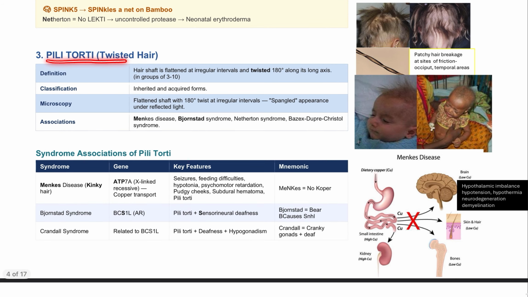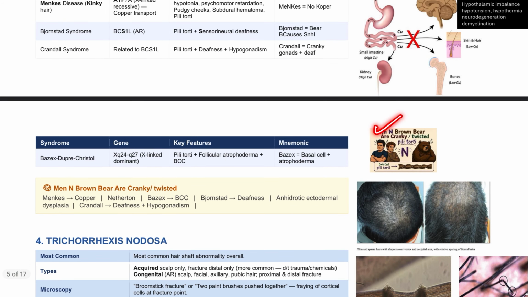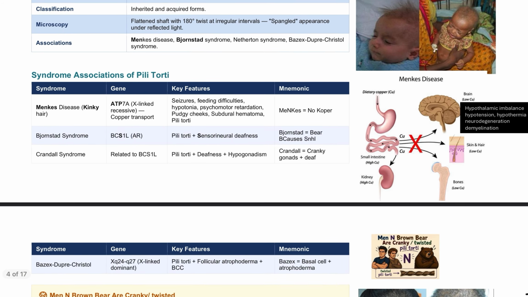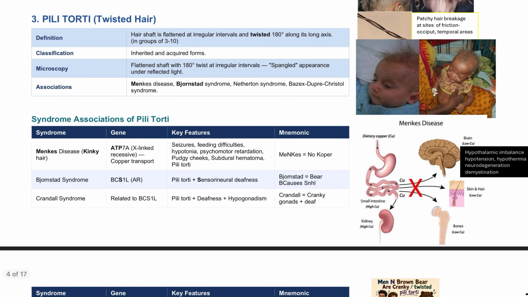Next is pili torti. So torti means twisted, and it is twisted at 180 degrees, and we have to remember that Menkes and Bear are cranky. So these are the syndromic associations.